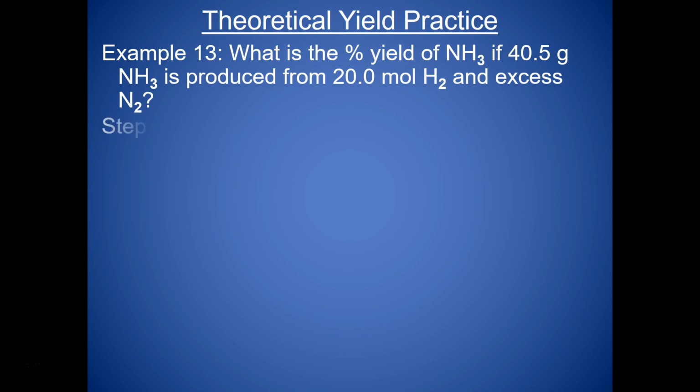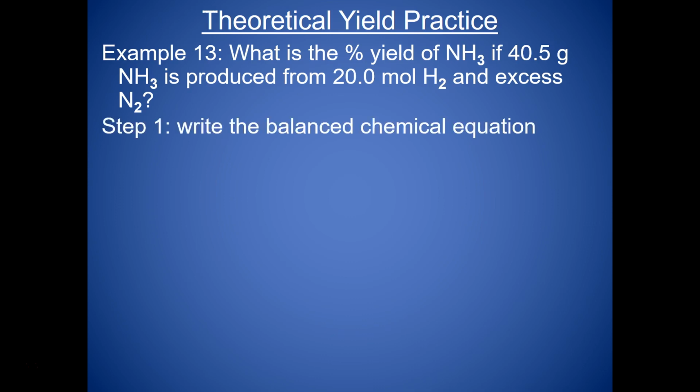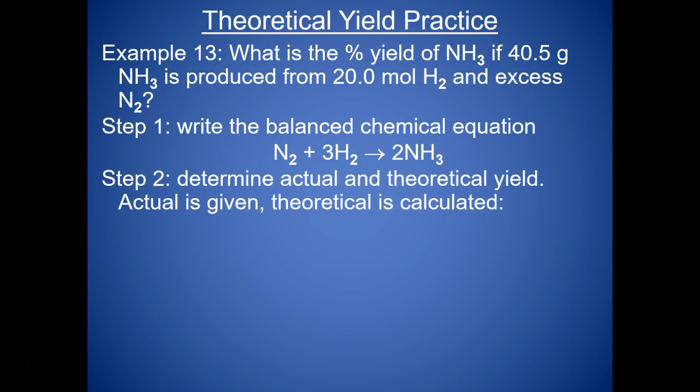All right. For step 1, you should have written the balanced chemical equation. N2 plus 3H2 produces 2NH3. Then we need to determine the actual and theoretical yield. The actual was given to us in the problem. 40.5 grams of NH3 is produced, and we needed to calculate the theoretical. Now we didn't need to do both because we were told that we have this many moles of hydrogen, but we have an excess of N2, so we already know what our limiting reactant is, and that's the hydrogen.